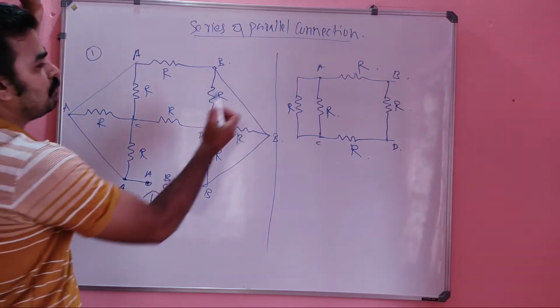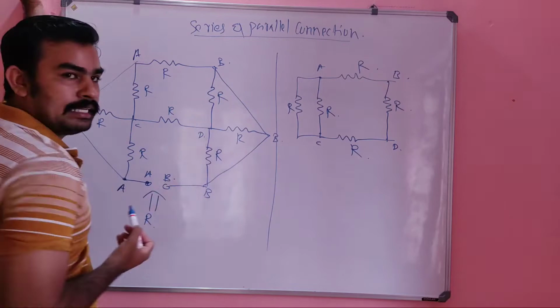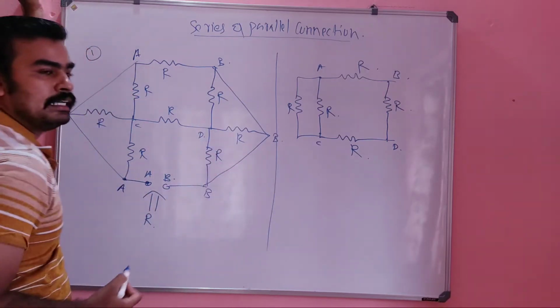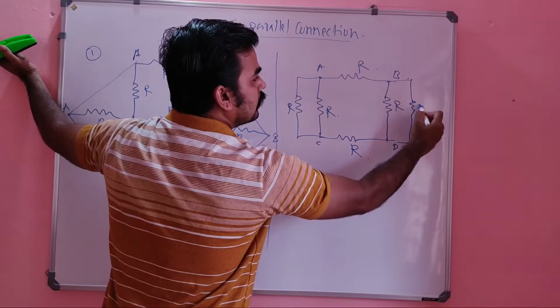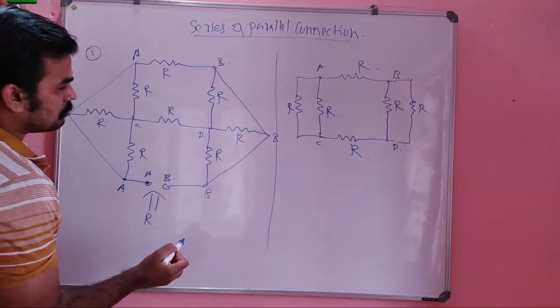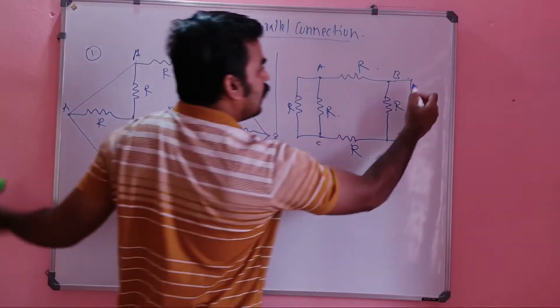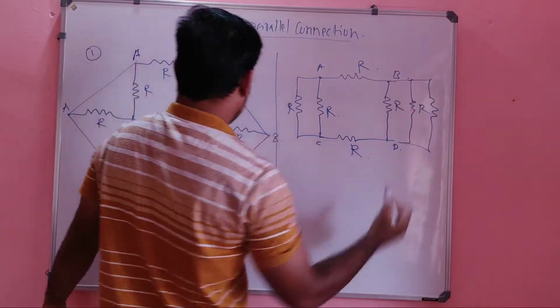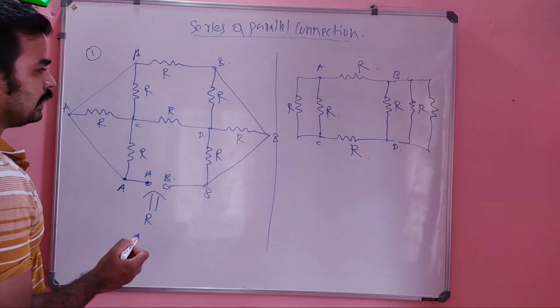And what is the resistance between B and D? It is again R. So B and D, it is again R. And what is the resistance between again B and D? See, B and D, it is again R.